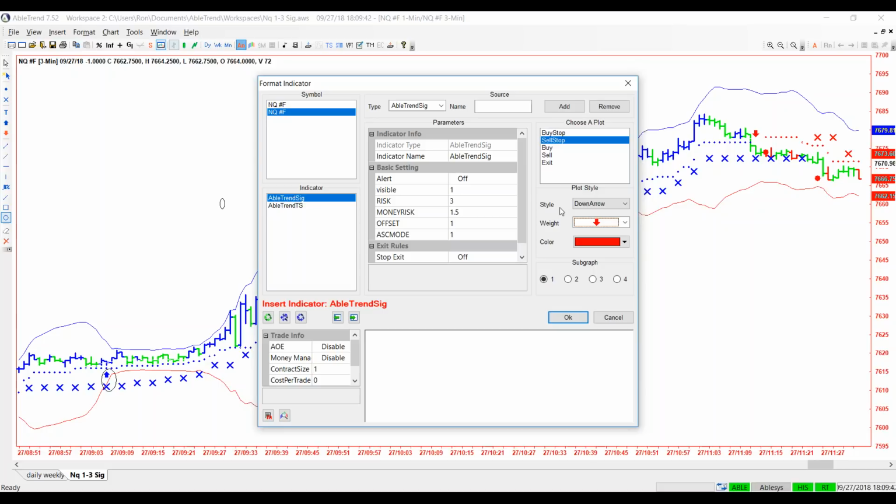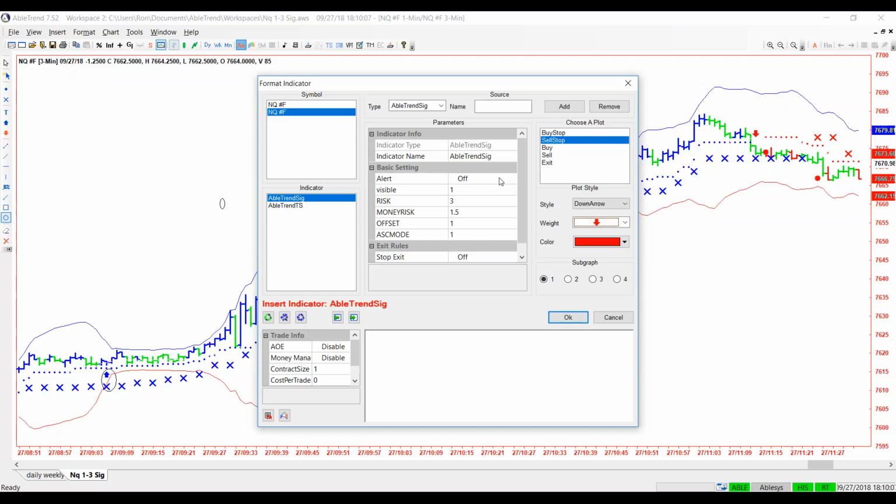Okay, it's the same thing for daily, weekly. Exact same thing like I'm showing you now. It's meaningless no matter what time frames we're looking at. It's exactly the same. The trend SIG. The daily, weekly chart, as you know by now, because we've been using AbleTrend 3 on the weekly chart. On the daily or on the lower time frame, it's always, always, always AbleTrend TS.